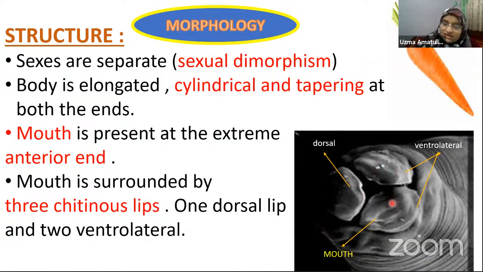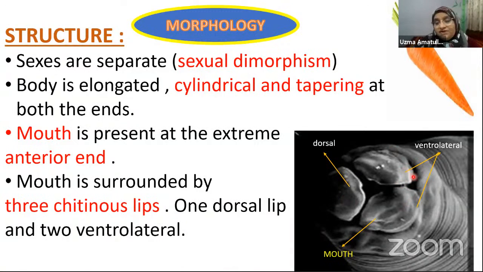So here these lips are a little harder in structure, in texture. So here you see one lip is dorsal. This is the dorsal side of the body, the back side. And this is the ventral side. So here one dorsal lip is there and 2 ventrolateral lips.